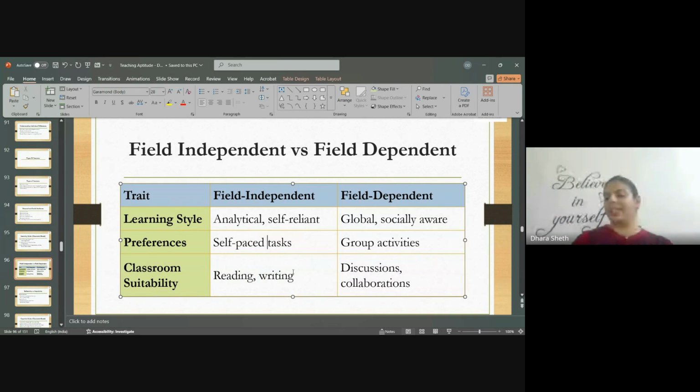Field dependent, where you need to work in a group, is the learning style where you are global, you are socially aware. Group activities, discussions and collaborations happen. So some people prefer to learn on their own and some people prefer to learn in a group. Okay. So these are 2 kinds of learners, field independent and field dependent.